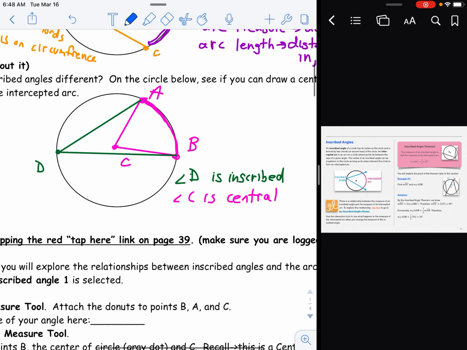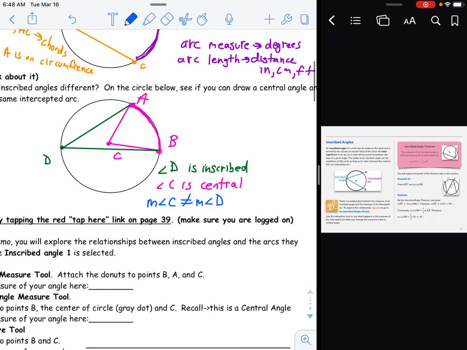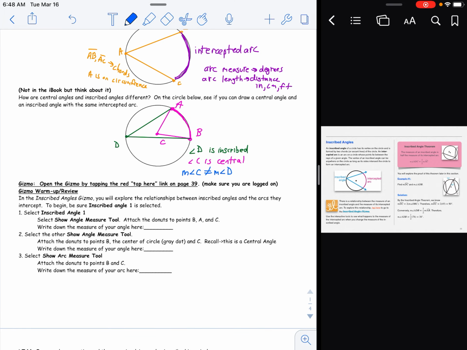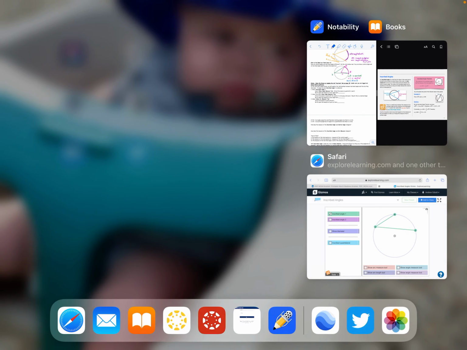I'm going to tell you right now, this is kind of going to be a punchline, a little foreshadowing. You're going to have to stay tuned to find out more. But the measure of angle C does not equal the measure of angle D. There is actually a relationship that goes on between them. The angles don't have the same measure, but maybe you can tell by looking at the picture what the relationship will be.